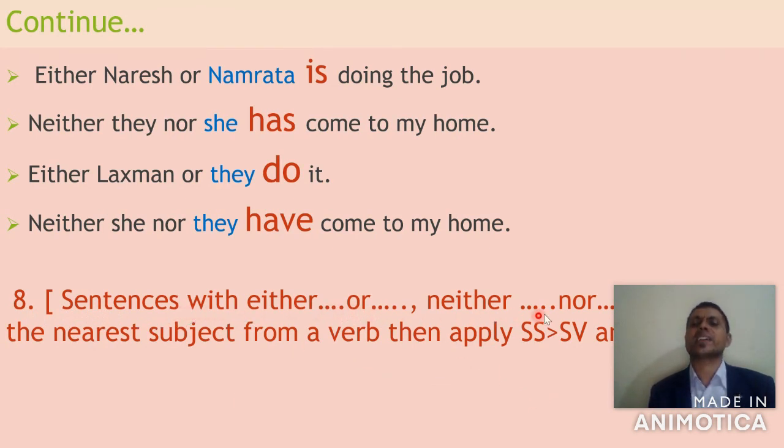Look at the sentences with either or, neither nor. Consider the nearest subject from the verb, then apply the rule: singular subject, singular verb, and plural subject, plural verb. Apply that. This is the basic rule of subject verb agreement as well.